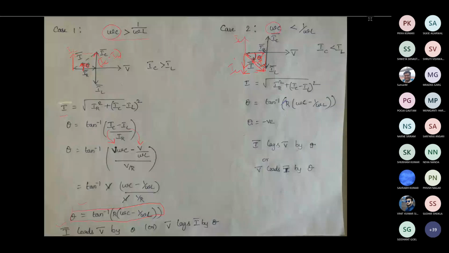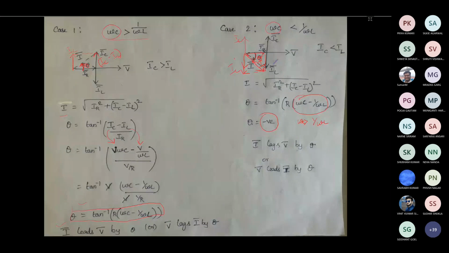So here tan inverse of R into (omega C minus 1 by omega L), this will be negative in value because we had considered omega C is lesser than 1 by omega L. So because of that, this overall value will be negative. It means that the I is in the negative part of V, with respect to V this is in the lagging condition. So that's why we are getting negative. Okay, so we can say that I is lagging the voltage by an angle theta, or V is leading the current by an angle theta.